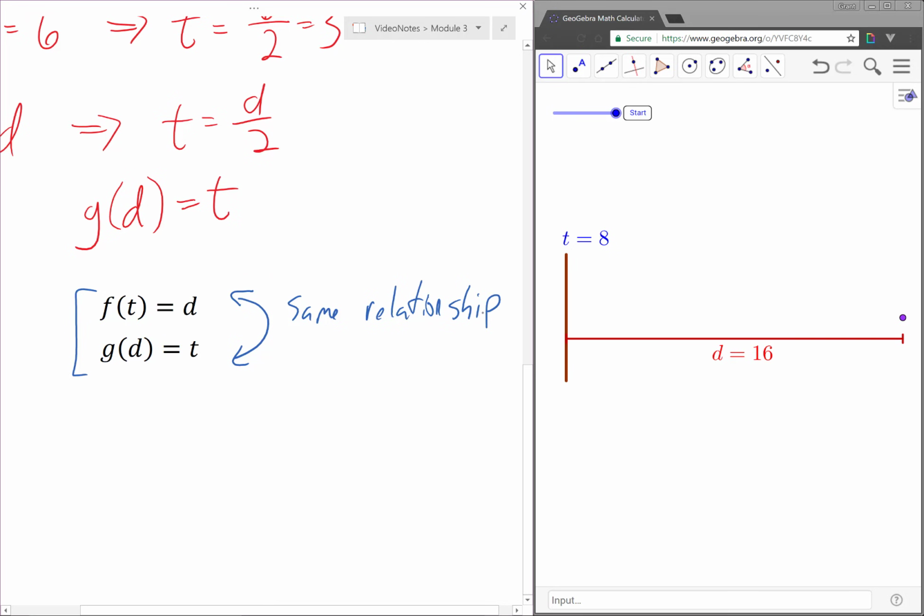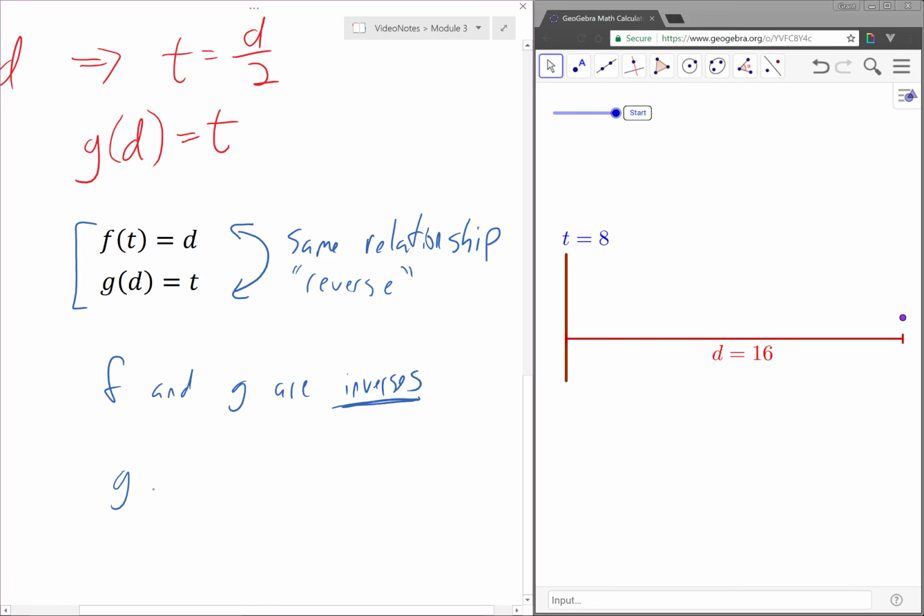between t and d, but in some way they're in reverse. The input and output variables are reversed in these two functions. When this is the case, we say that f and g are inverses. So f and g are inverses. And this is a new term. We might also say that g is the inverse of f. And this is because g represents the same relationship, but the input and output variables are reversed.